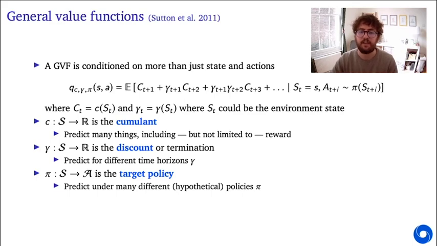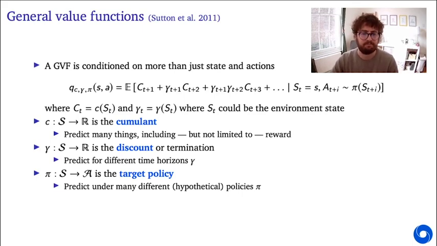So in the GVF language, the scalar signal c that we choose to predict will be called the cumulant, while the discount gamma associated with the GVF will still define a horizon for the predictions that we make about that cumulant, and the target policy pi is going to be an arbitrary behavior under which we compute expectations. This will not necessarily be the agent policy.